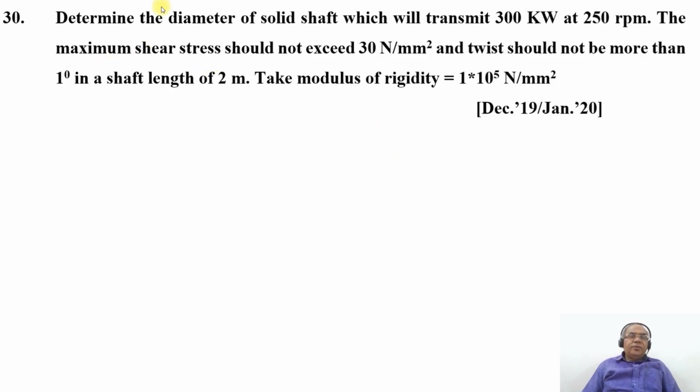Now in this video, we are going to take up one more problem on shaft. Problem number 30. Determine the diameter of a solid shaft which will transmit 300 kilowatt at 250 RPM. The maximum shear stress should not exceed 30 Newton per mm square and the twist should not be more than 1 degree in a shaft length of 2 meters.